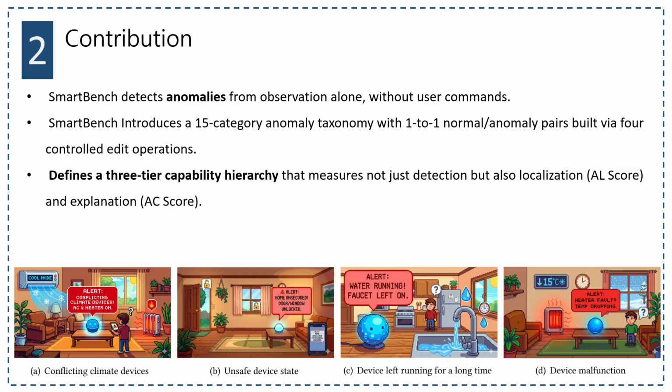Second, it introduces a 15-category anomaly taxonomy, with every anomalous sample paired one-to-one with a normal counterpart built via four controlled edit operations. And third, it defines a three-tier capability hierarchy that measures not just whether the model detects an anomaly, but whether it can localize the responsible device and explain the underlying cause.